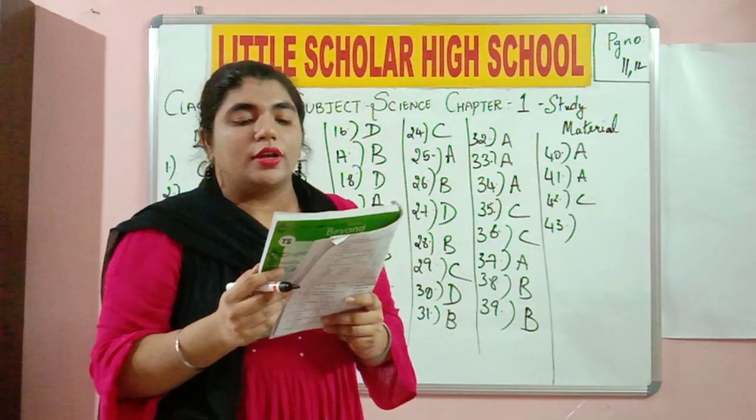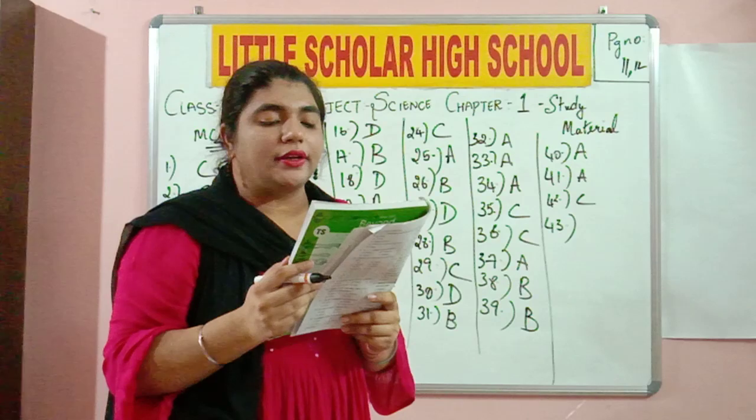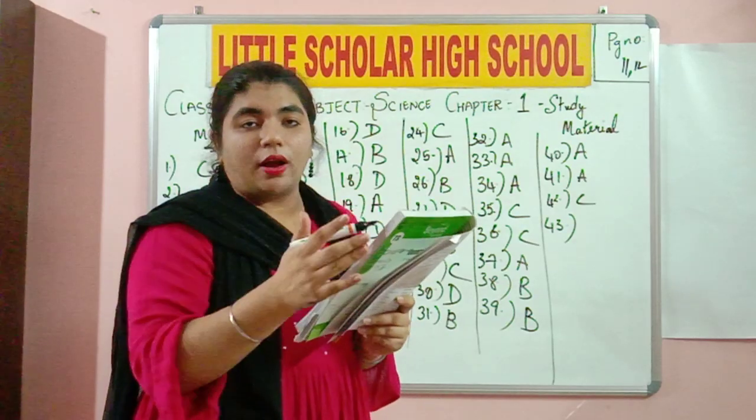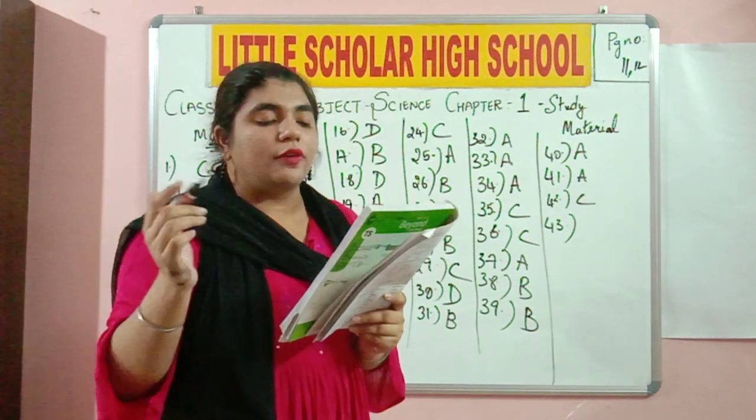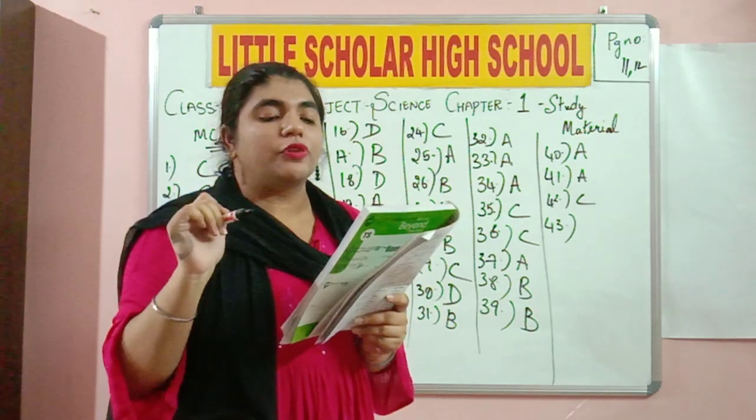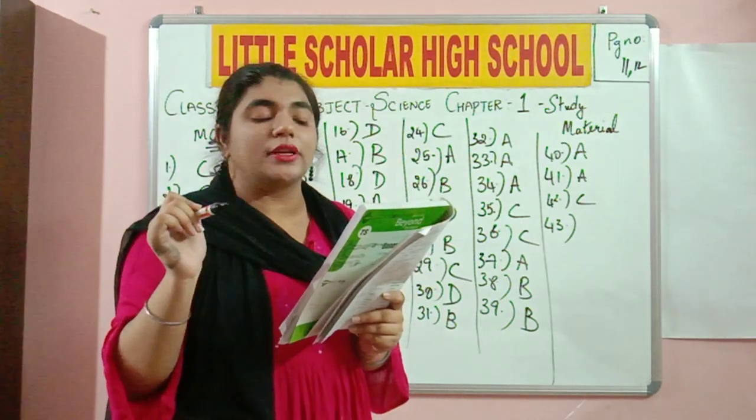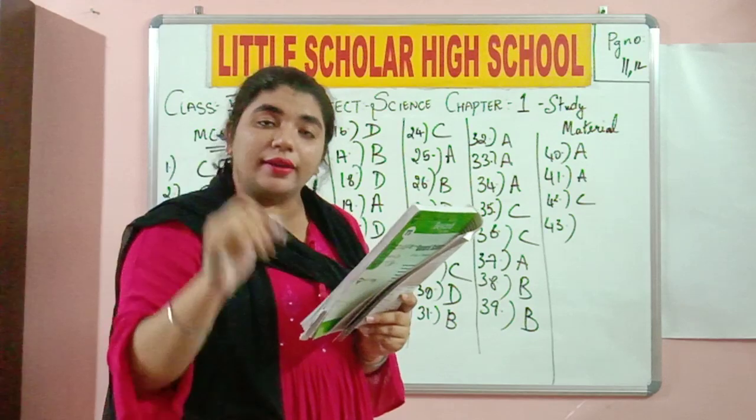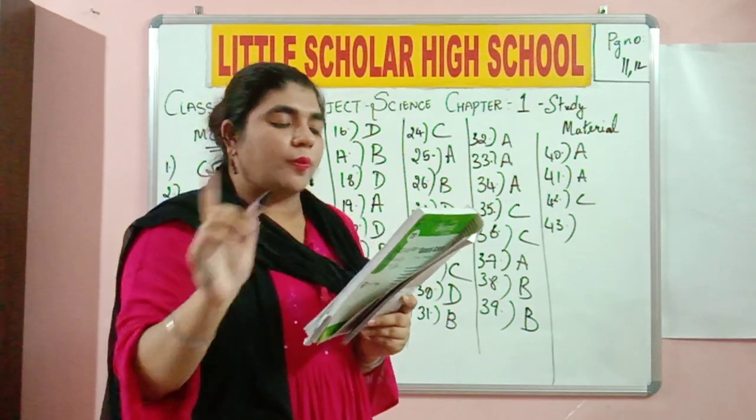43rd one. Find out the source of each ingredient, whether it is obtained from a plant, animal, or something else. If it is a plant, mark P. If it is an animal, mark A. If it is something else, mark E. Basically, it is again a match the following, and you need to choose the correct option over here.